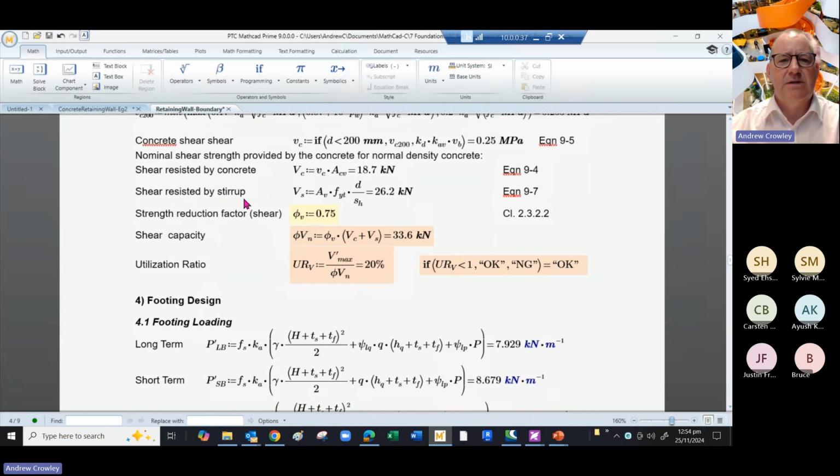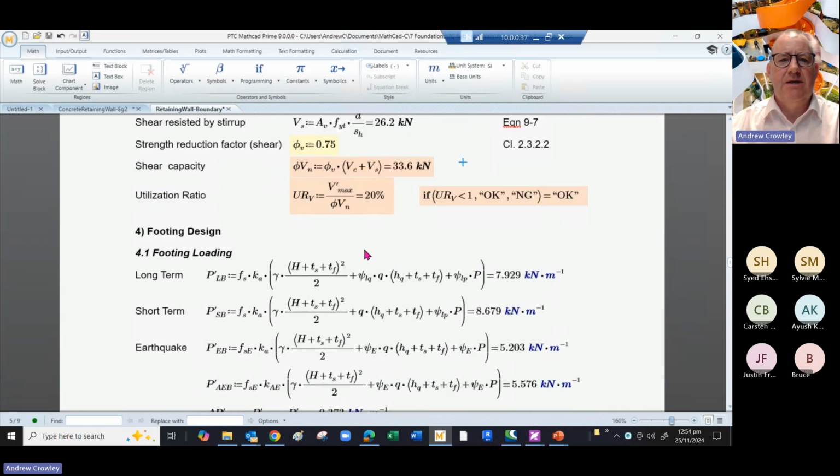Shear resisted by the stirrup, in this case our vertical bars, is 26 kilonewtons. We're putting on a reduction factor of 0.75 because we're looking at shear, and we have a design shear capacity of 33.6. And again, our utilization factor is 20%. So shear doesn't usually dominate the design of these concrete walls.